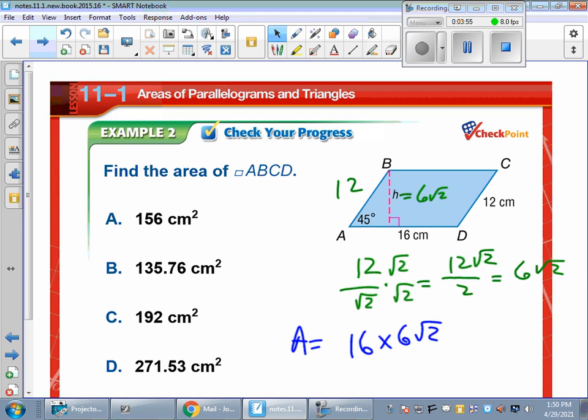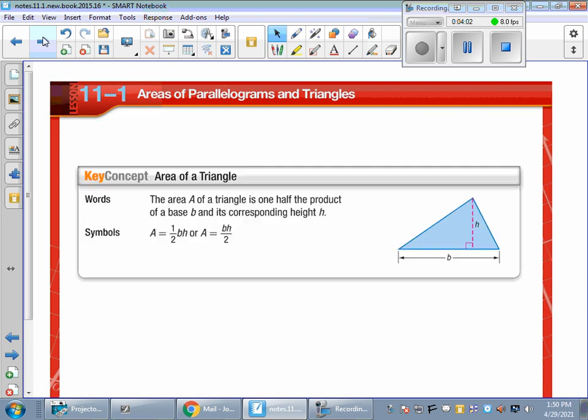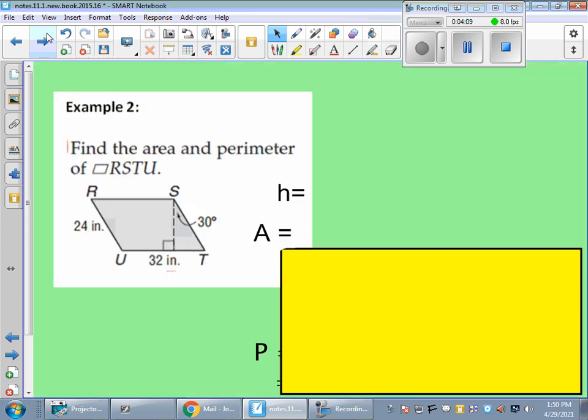So again, you're going to want to get a decimal out of that and find that your final answer should be B, 135.76. This is the area equation of a triangle. Again, we've been using that all year. Area is 1/2 base times height.